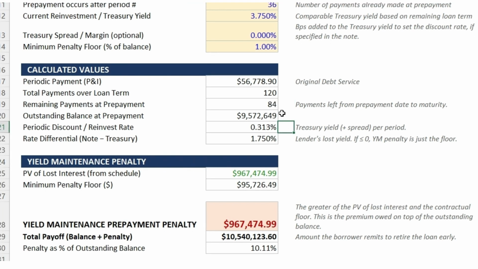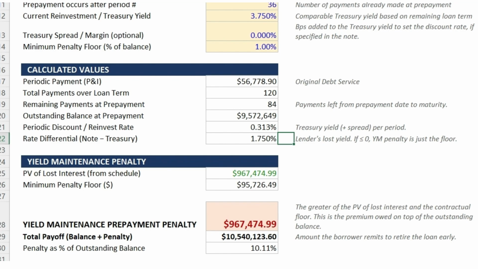The outstanding balance as on date is 9.5 million. And the discount rate, which is the treasury rate on a monthly basis, is 0.313, which is just converting the 3.750 number to a monthly number. The rate differential, that is, the note rate is 5.5% and the treasury is 3.75%. So the differential of 1.75% is what needs to be paid back to the lender.